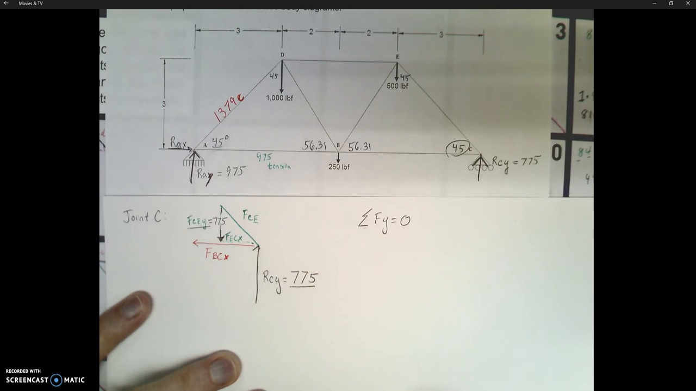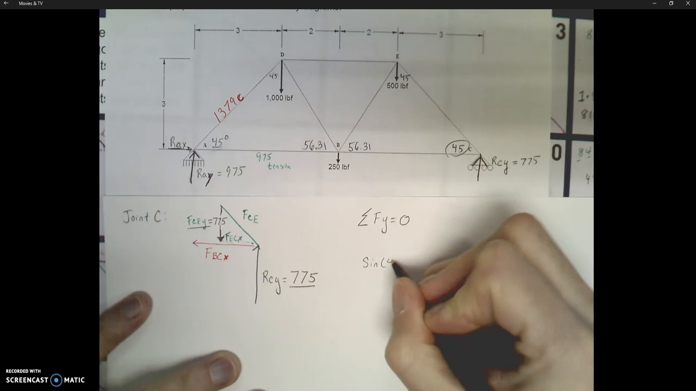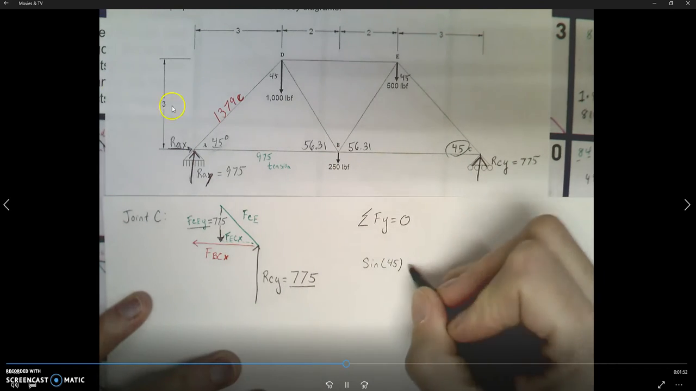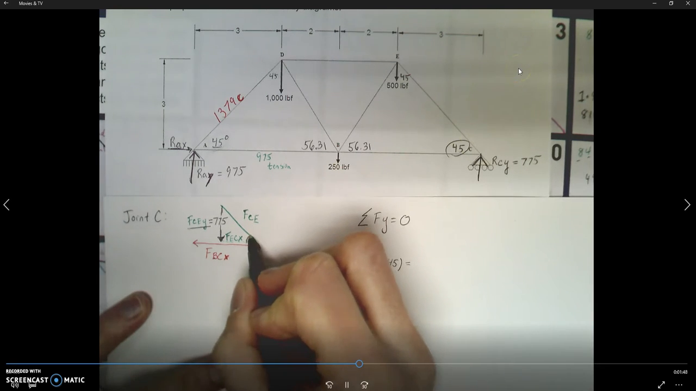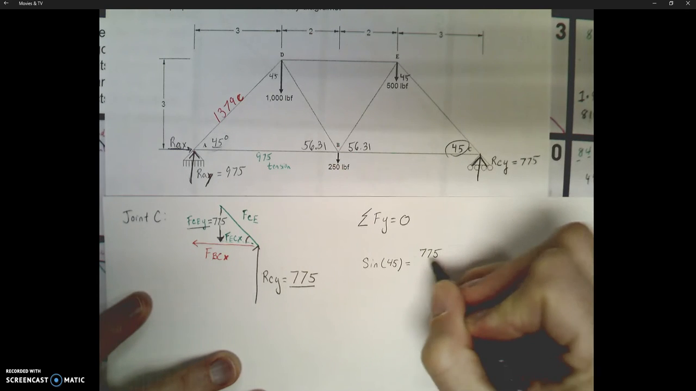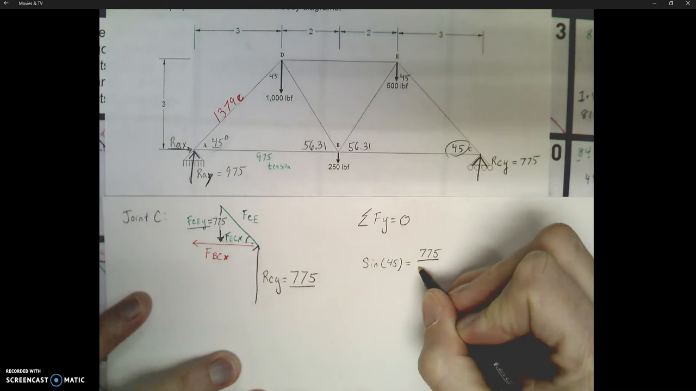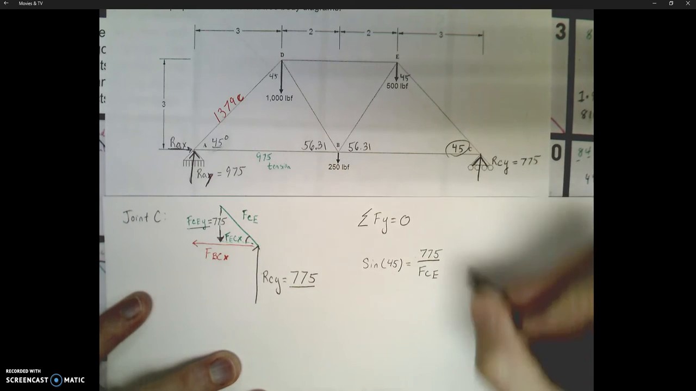So then we're looking at that angle. We've got that right triangle. We've got to know what angle that is. Again, from joint A, we have a 45, 45, 90 triangle because the two legs are equal. We have 3 by 3 as the two legs. Two legs are equal, you get a 45-degree angle. So the sine of 45 is equal to opposite over hypotenuse, or the force of CE, the force of the member CE that's there.